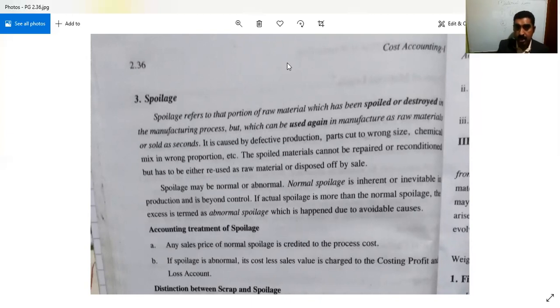So the spoiled materials cannot be repaired or reconditioned, but has to be either reused as raw material or disposed of by sale.